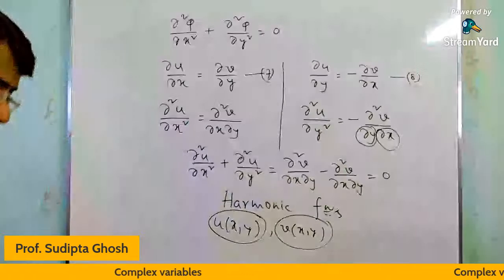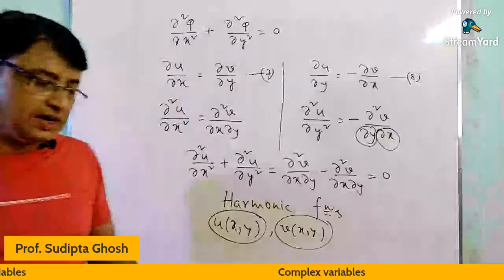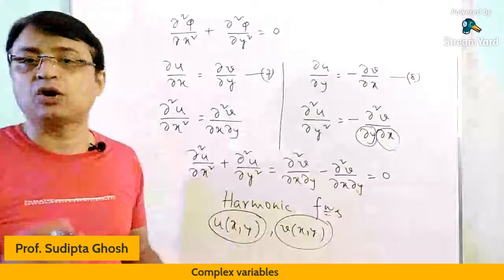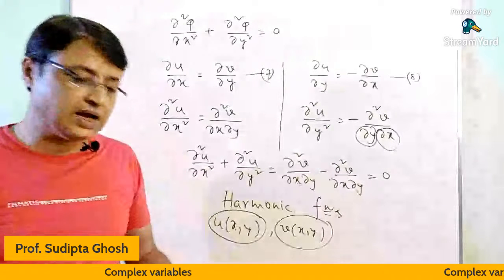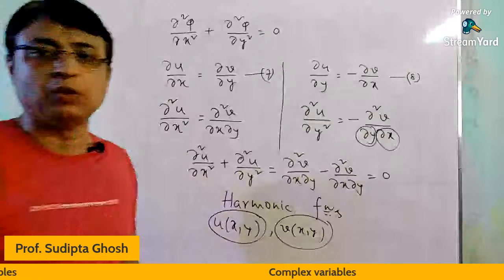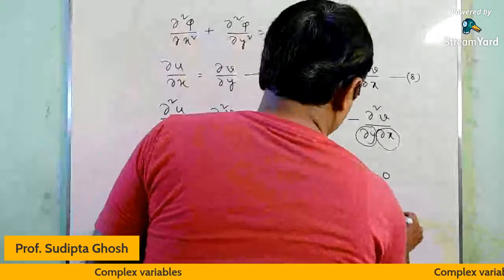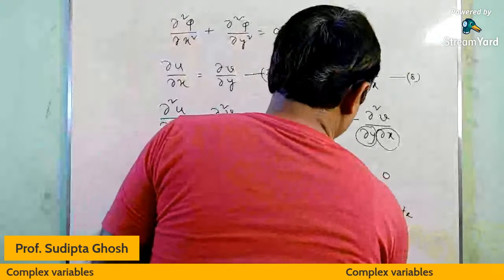Two functions that satisfy Laplace's equation and the Cauchy-Riemann equations are called conjugate harmonic functions. Just remember this term, conjugate harmonic functions.